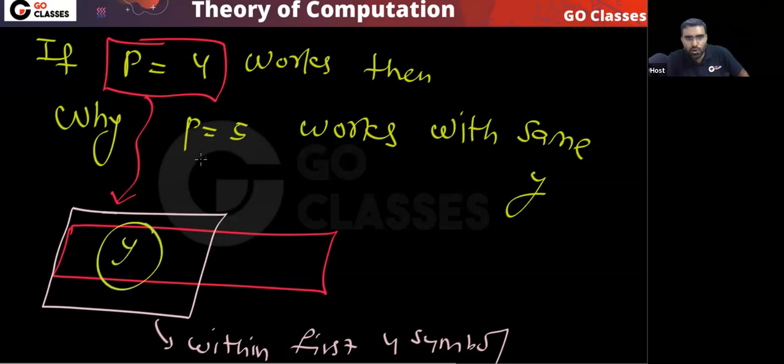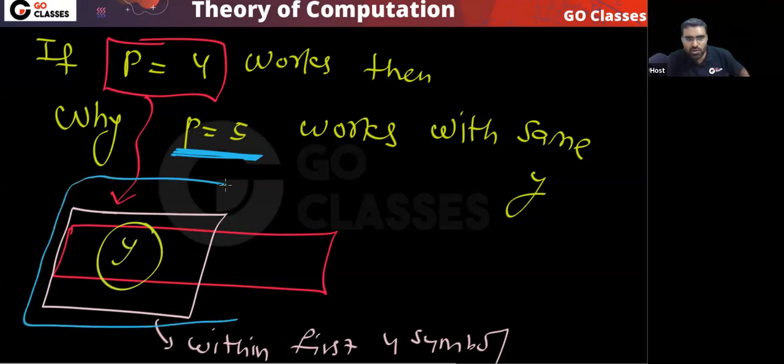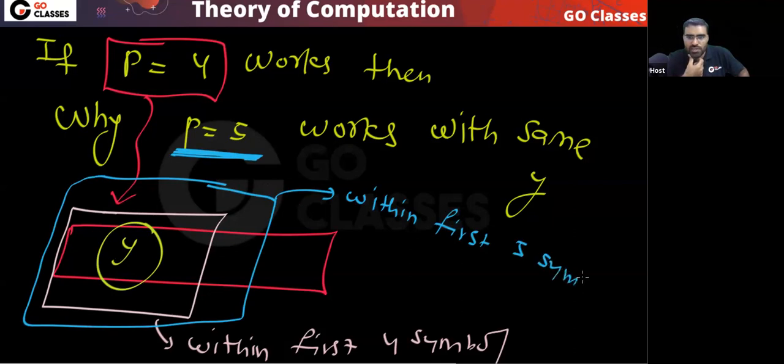Now tell me, if you increase this range, if you take p equal to 5, then this same y will also work, because this y you can find within the first 5 symbols also. Yes or no, agree or not? This same y you can find within the first 5 symbols, within the first 6 symbols, within the first 10 symbols also. Did you understand this logically?